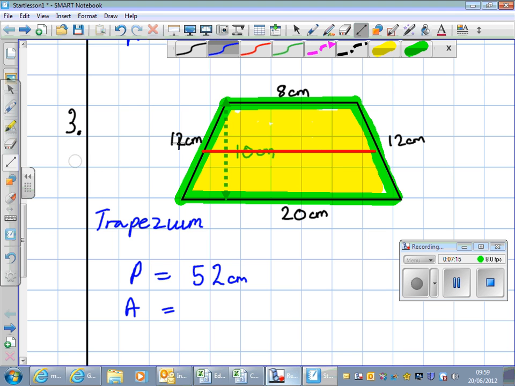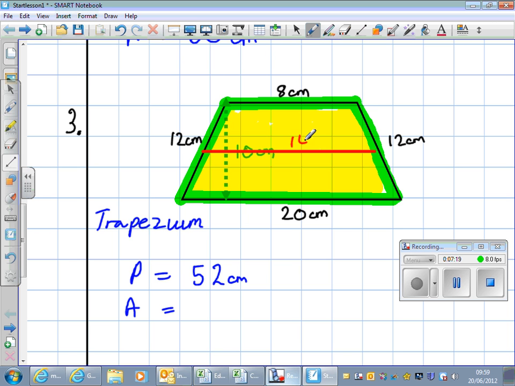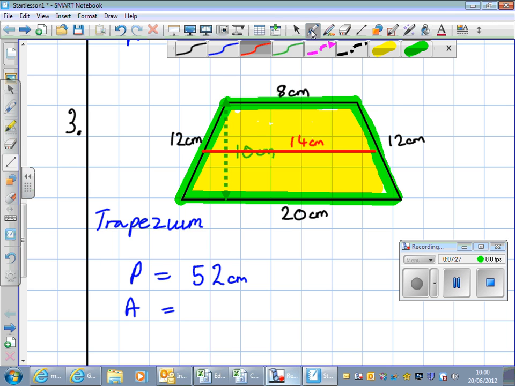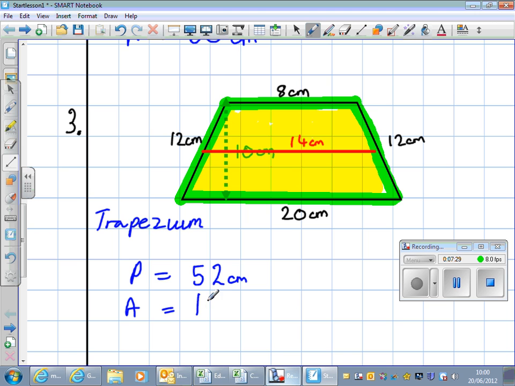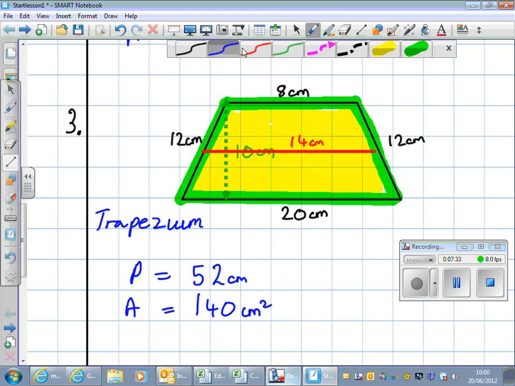So we're going to use, as the base, 14 centimeters, which is exactly halfway between 20, which is too big, and 8, which is too small. So we do base of 14 times 10. 14 times 10, 140 centimeters squared.